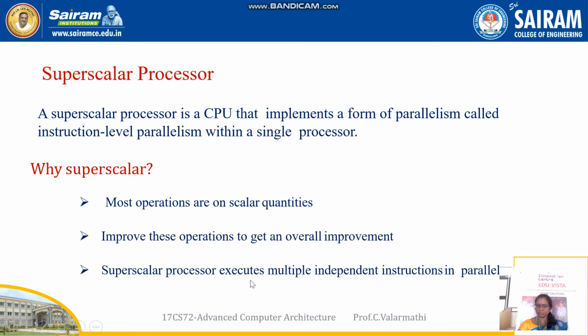How can it be achieved? It can be achieved by using the concept of instruction issue rate, which is called the degree of execution. It is simply called D. The variable denoting the instruction issue rate is D. So by increasing the value of D, we can achieve execution of multiple independent instructions in parallel.